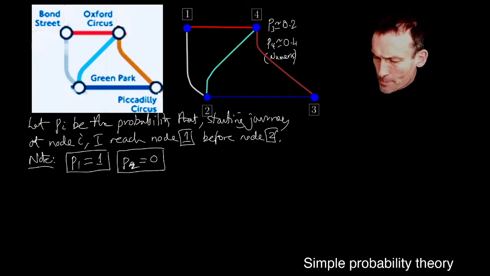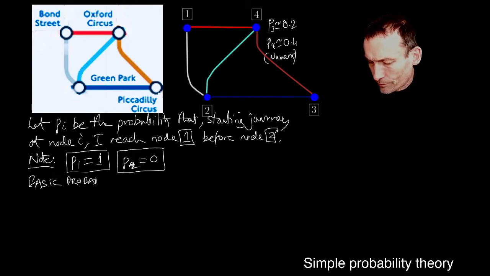Okay. But what about P3 and P4? How could we work out that we expect to get those numbers? Okay, theoretically speaking. Well, here's just a basic probability law.